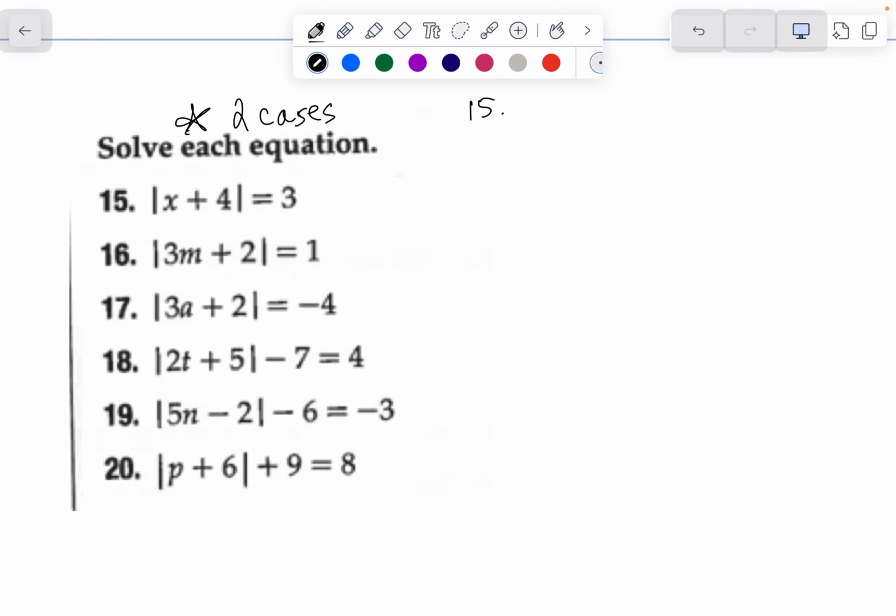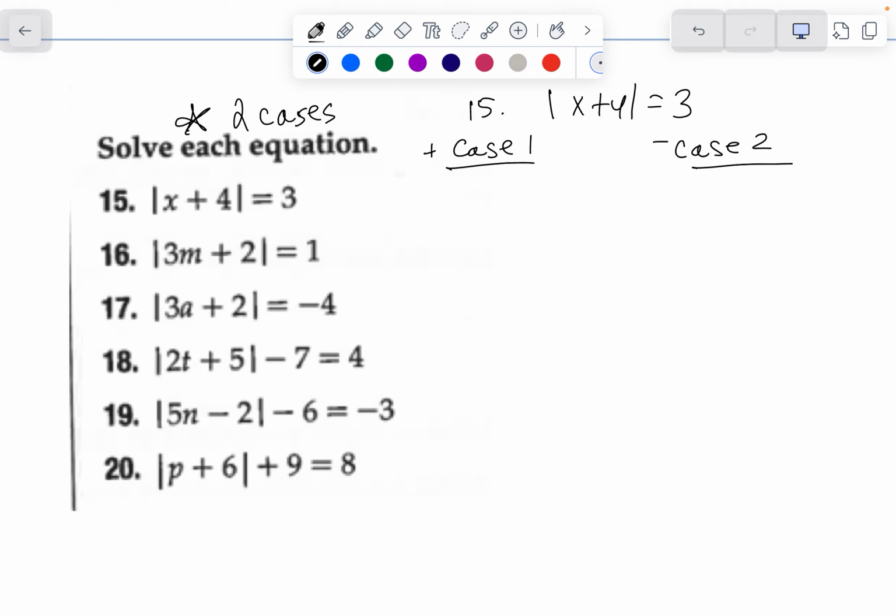You got to remember the 2 cases, okay? So for 15, when we have the absolute value of x plus 4 equals 3, there's our original. Just write down your 2 cases. We think of this as the positive case, and this is the negative case. That's the best way. Case 1 is the positive case. Case 2 will be the negative case.